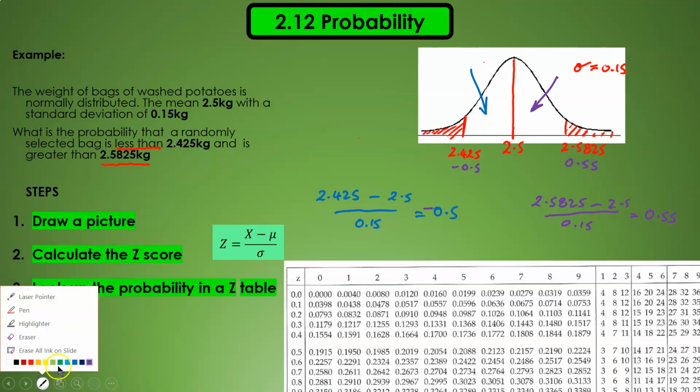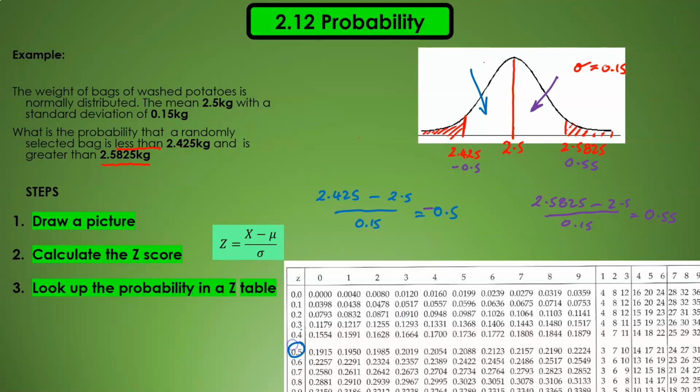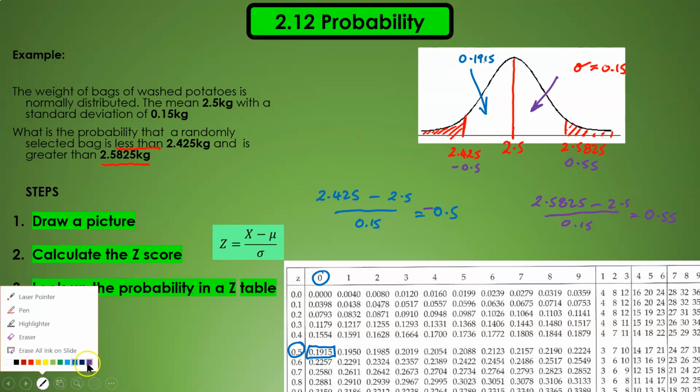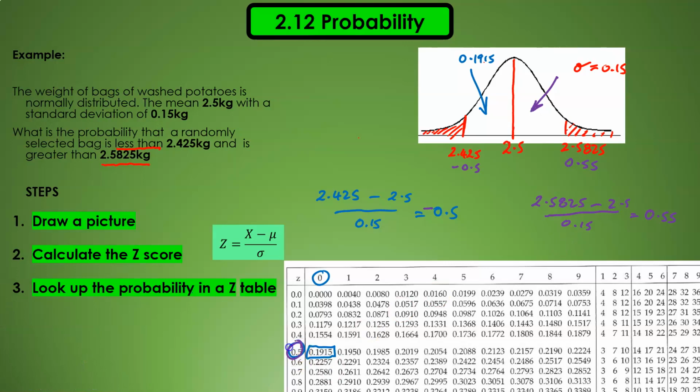The first thing is 0.5, so it's 0.50, which means that's 0.1915. That's the size of that area. And then for our second value, 0.55, which is that one there, it's 0.2088.